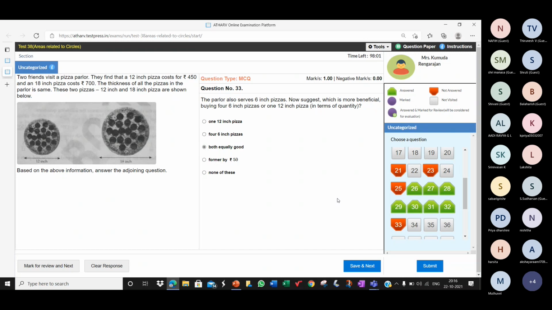Both equally good. Is that right, children? Yes, ma'am. All those who shared their answers said the same thing. Any doubt, children? 6 is the diameter, it's not the radius. 3 is the radius. Find pi r square and multiply by 4 because you're buying 4 6-inch pizzas. So in both you have 36 pi. In terms of quantity, both equally good.